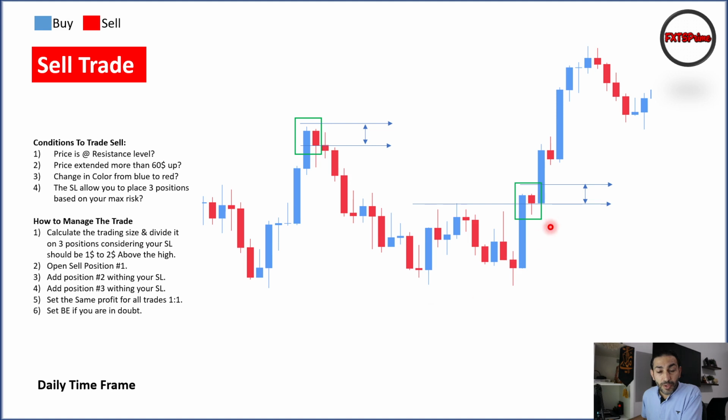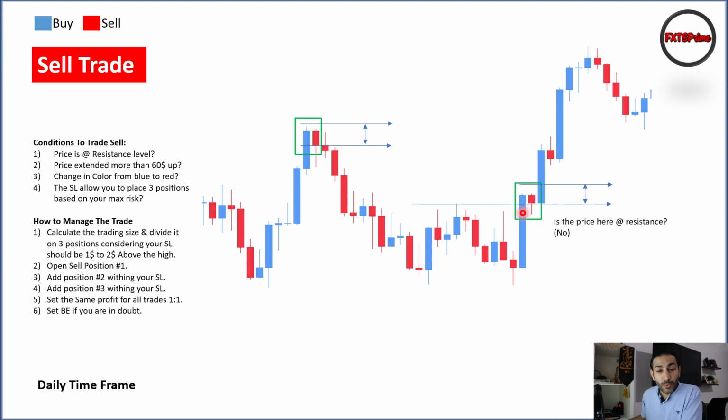Okay, let's have another one. Price at resistance? No, it is not at resistance here. It has broken this level. So it has broken the resistance. So this is not a good trade. If you place an order here, you're going to lose.